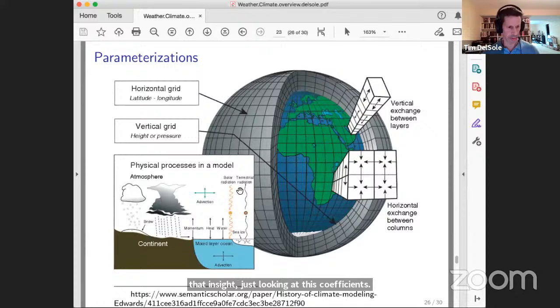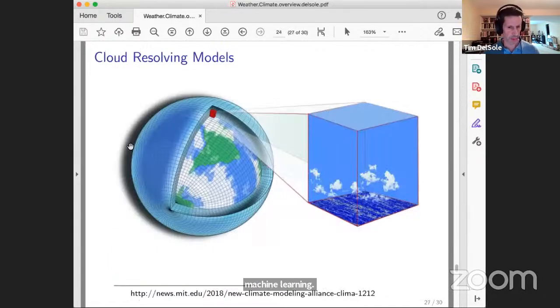So let me return to this problem of the parameterization and mention an entirely different approach to using machine learning. And instead of splitting the globe up into a series of boxes and solving for the whole globe, you can pick one box and then simulate the process just in that box. And usually we constrain certain things in the small box based on information from the global model.